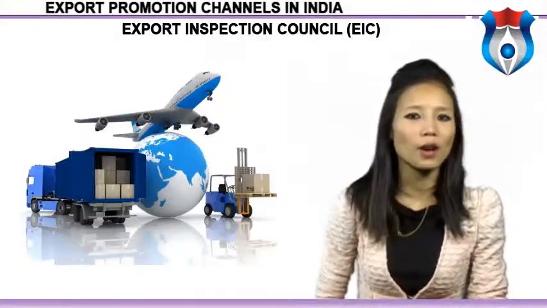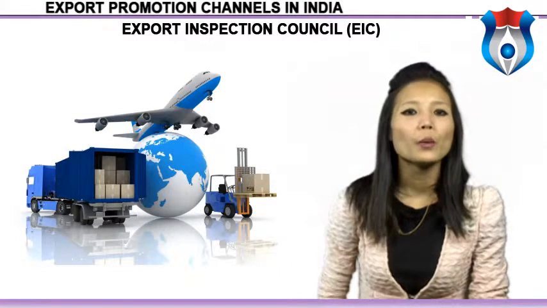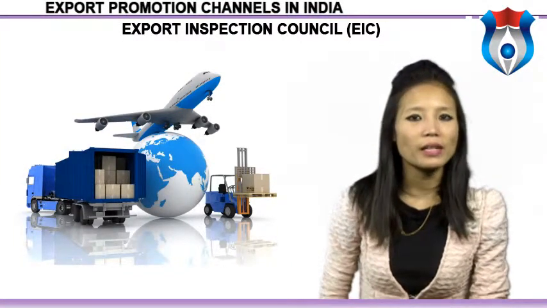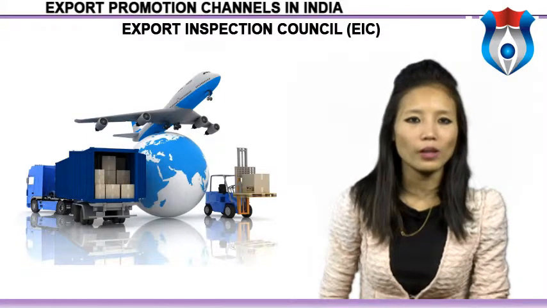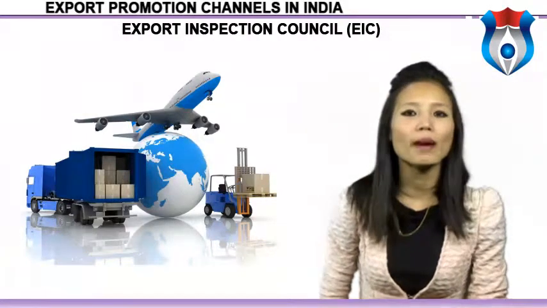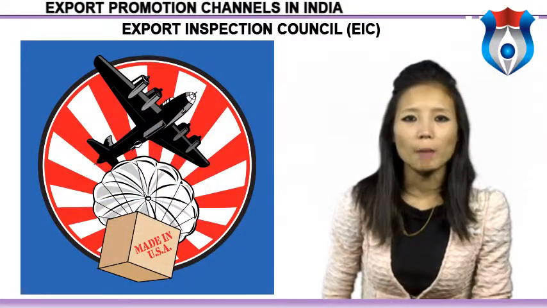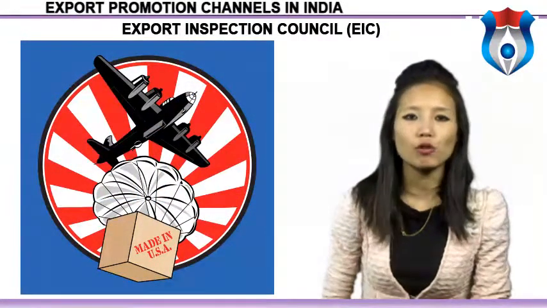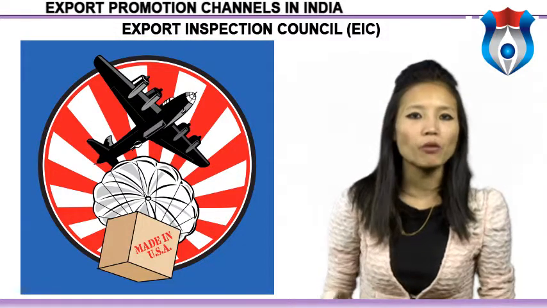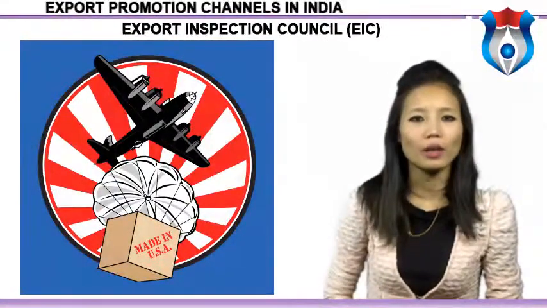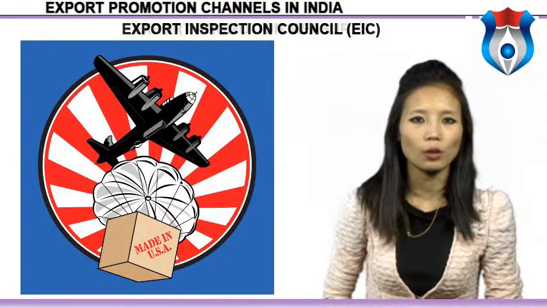The council is an advisory body to the central government with its office located at New Delhi and is headed by a chairperson. The executive head of the EIC is the Director of Inspections and Quality Control, who is responsible for the enforcement of quality control and compulsory pre-shipment inspection of various commodities meant for export and notified by the government under the Export Quality Control and Inspection Act 1963.